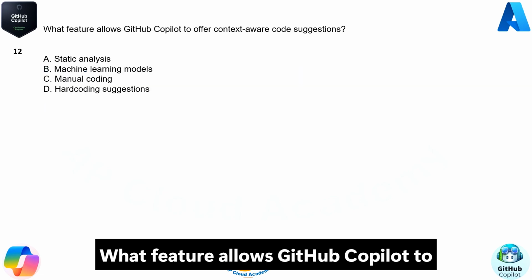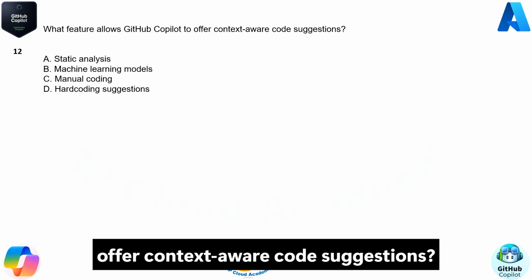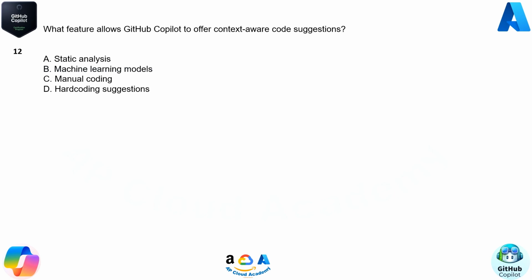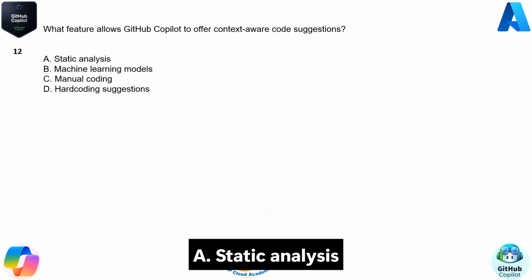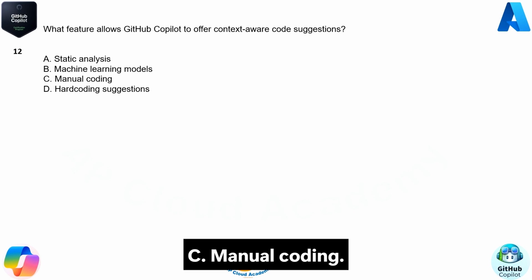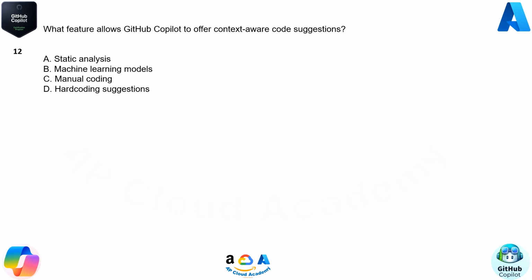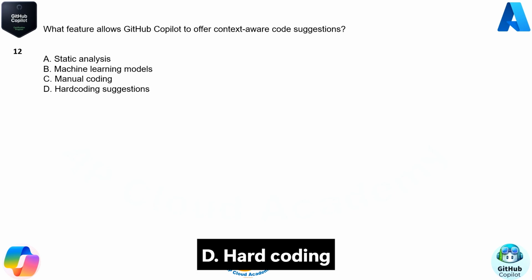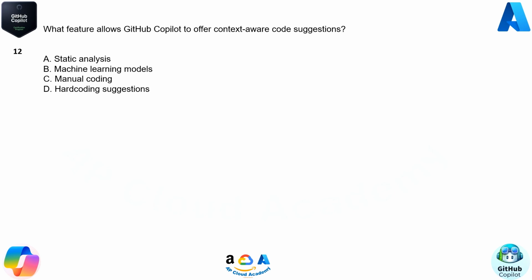What feature allows GitHub Copilot to offer context-aware code suggestions? A. Static analysis. B. Machine learning models. C. Manual coding. D. Hard coding suggestions. Correct answer, B. Machine learning models.